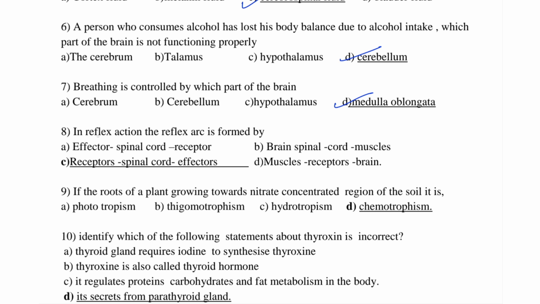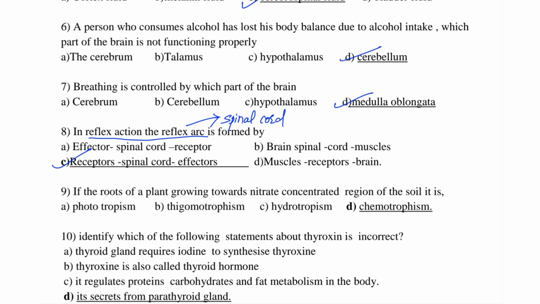So when we speak about reflex action and the reflex arc, the main point that should immediately come to the mind is spinal cord, because reflex action is controlled by the spinal cord. Here, the receptors will receive the stimuli and pass the message to the spinal cord, and the spinal cord will give immediate information to the effectors, and these effectors will perform. So the right answer is option C.